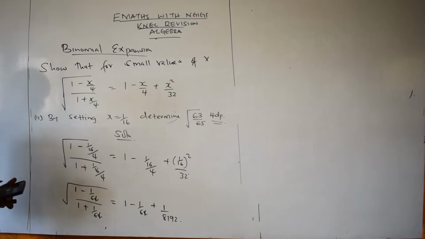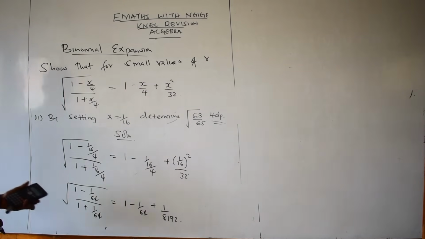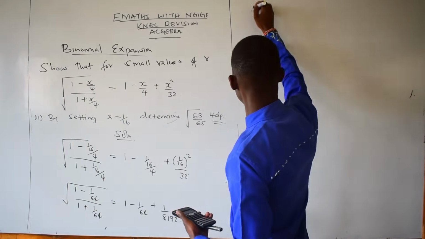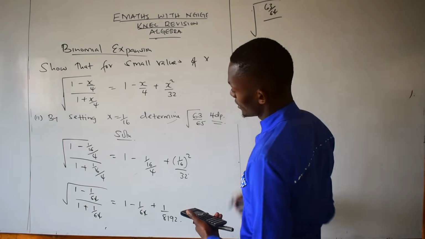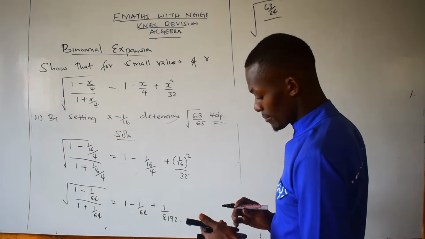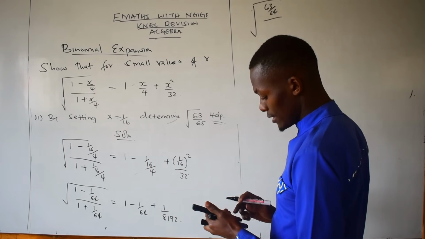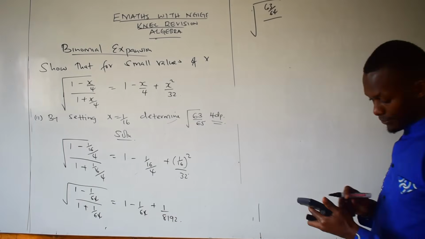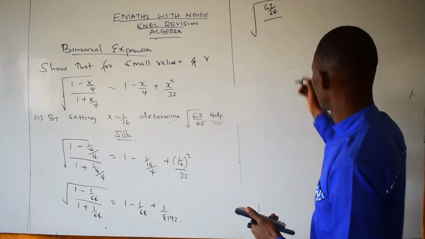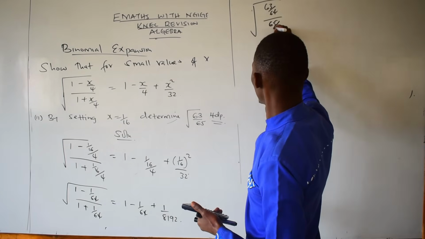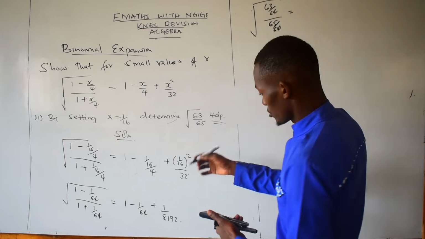Now, 1 minus 1 over 64. So 1, subtract 1 over 64. That gives you what? 63 over 64. So in the numerator, we shall just have 63 over 64, and the denominator we shall have 1 plus 1 over 64. 1 plus 1 over 64 gives you 65 over 64. 65 over 64.